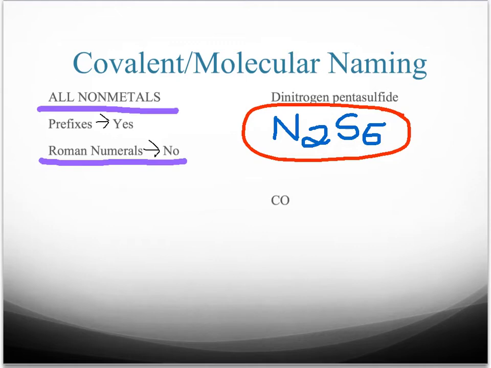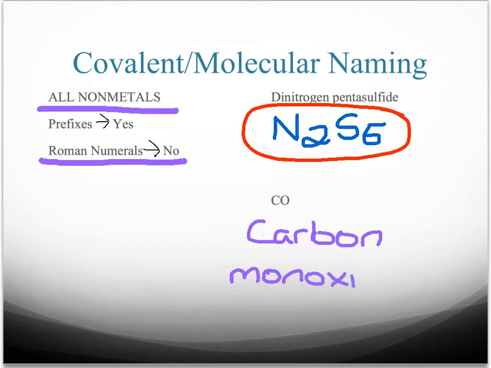Our next example is CO. Now this time you've been given the formula, you need to tell me the name. Very simple. C is carbon. We only have 1 oxygen here. The prefix for 1 is mono, so that would be monoxide. So then our final answer is carbon monoxide.